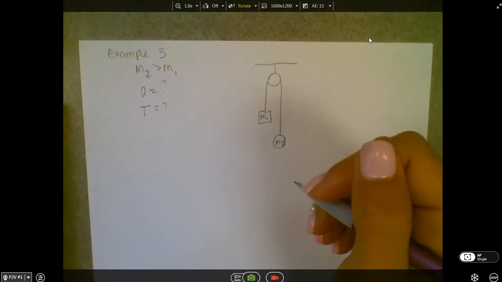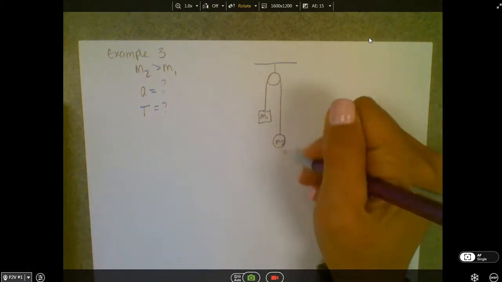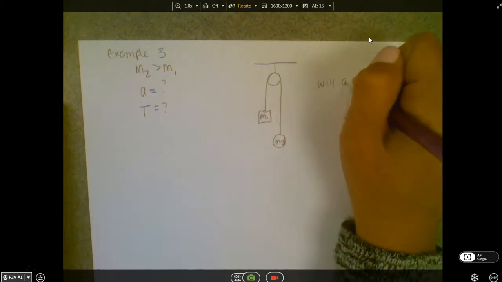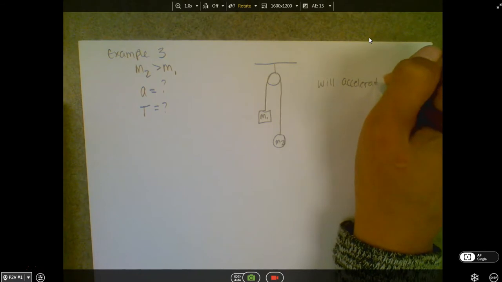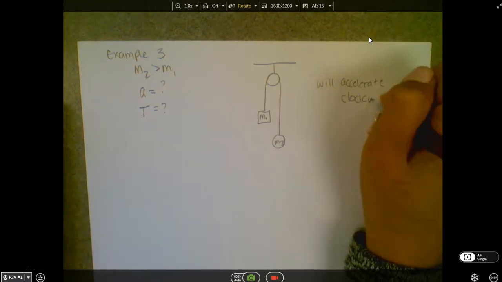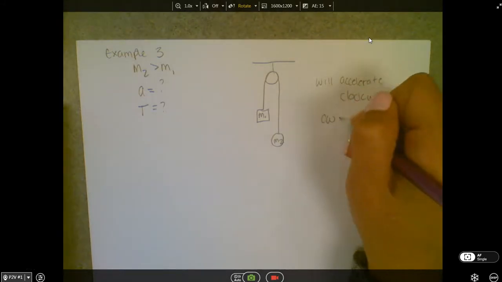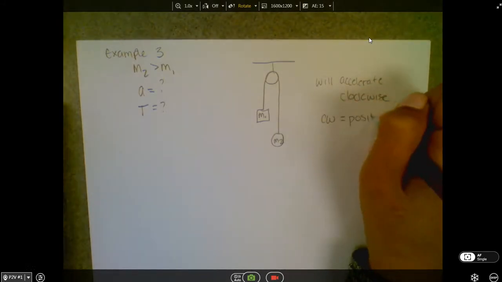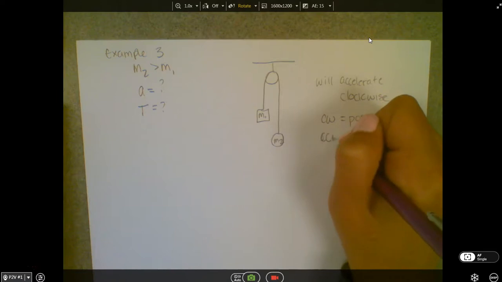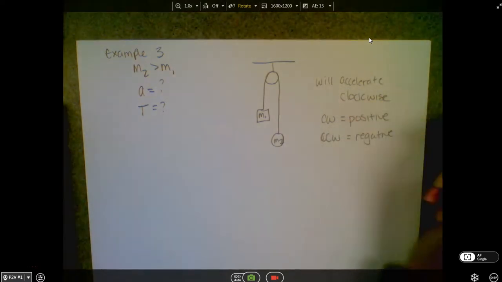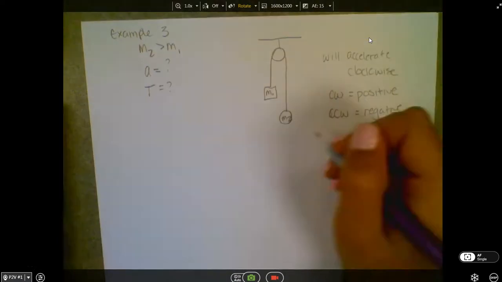So you guys automatically should know that this thing will accelerate down this way, in the clockwise direction. So it will accelerate clockwise. Okay. Now I'm going to go ahead and set that clockwise is going to be positive. Anything working counterclockwise, that's what CCW means, is going to be negative. And I'm going to draw free body diagrams for each of these things.